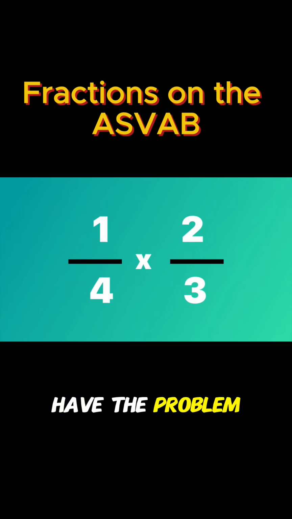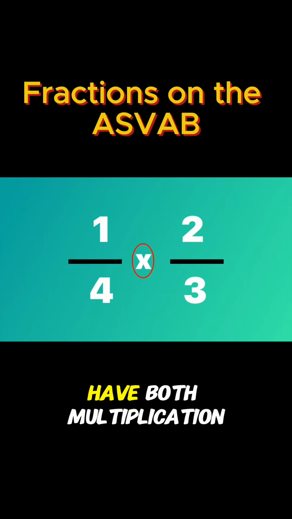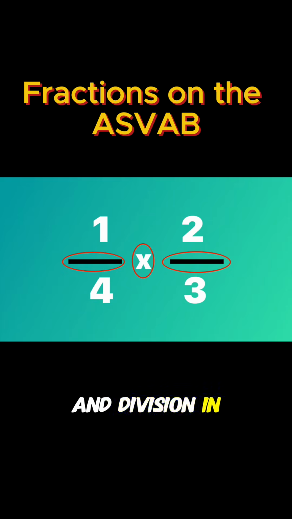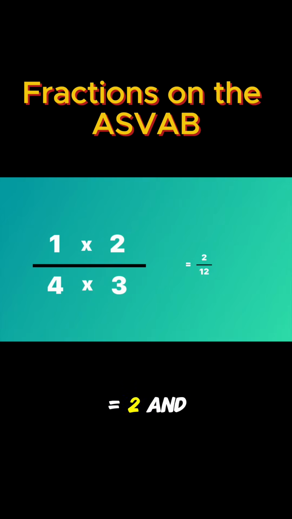So if we have the problem 1/4 times 2/3, that's the same as the problem 1 divided by 4 times 2 divided by 3. That means I have both multiplication and division in the same problem. And because they get along so well, I can just rearrange our problem to look like this. So if we go ahead and solve for this, that would be 1 times 2 equals 2, and 4 times 3 equals 12. And that's the answer to our problem.